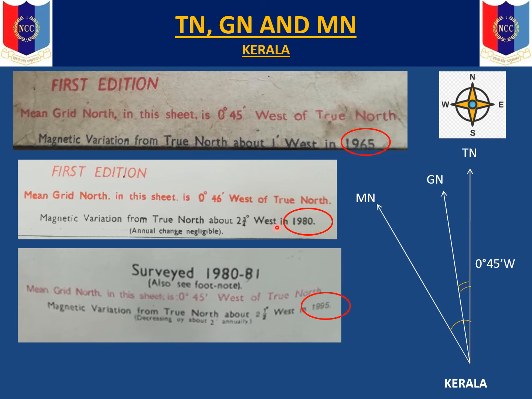So for all practical purposes, from 1965 to 1995 and maybe even beyond, if you don't have the next 15-year edition map, you can take the mean grid north 0 degrees 45 minutes west of true north, and the magnetic variation again has now decreased a bit. From 3/4 it has come down to half, 2.5 degrees west, slightly decreased. So this is what we were talking about, the variation, magnetic variation in terms of time.